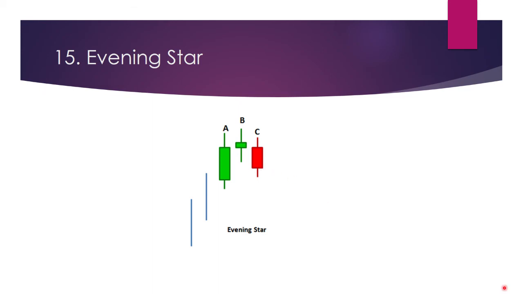If candle C closed between the midpoint and open price of candle A, the candle next to candle C must be bearish and close below candle A's opening. So there you go, 15 very important patterns to know about candles in cryptocurrency, forex, or whatever.